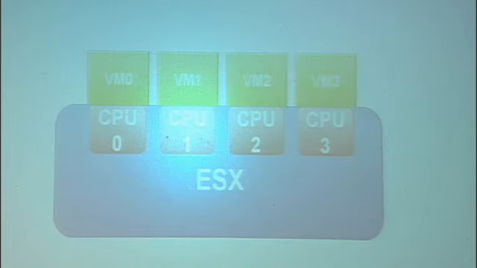Same with 3 and 4. You've got all these 4 virtual machines. It's not a one-to-one correspondence in terms of CPU. We don't work that way. But the point is there's plenty of CPU to go around.